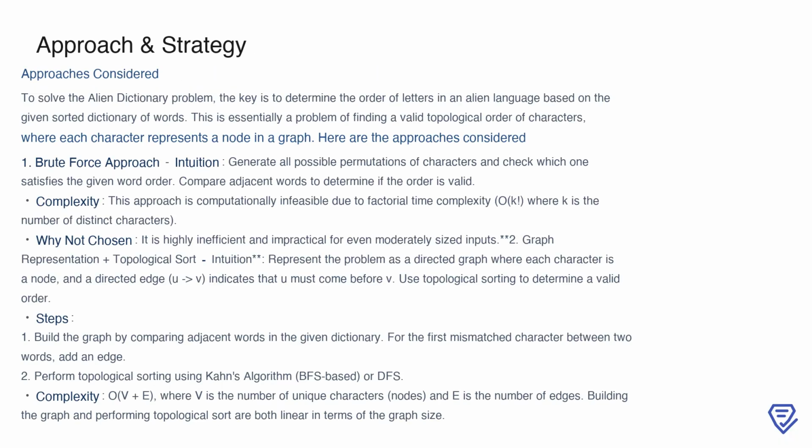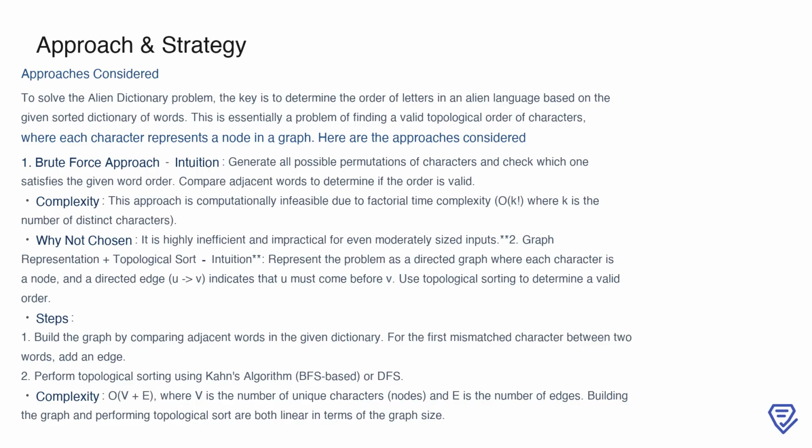To solve the alien dictionary problem, we need to determine the order of letters in an alien language based on a sorted dictionary of words. The core of this problem lies in finding a valid topological order of characters. Essentially, we can think of each character as a node in a graph, and the precedence relationships between characters as directed edges. To approach this, we first considered a brute force method.